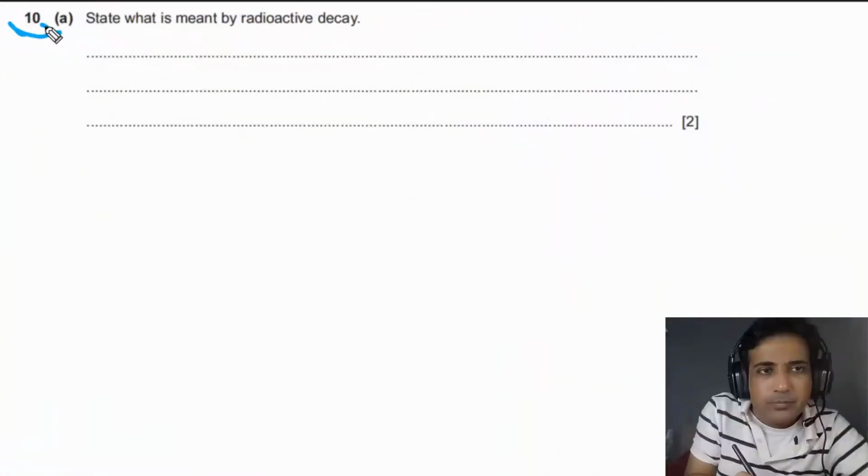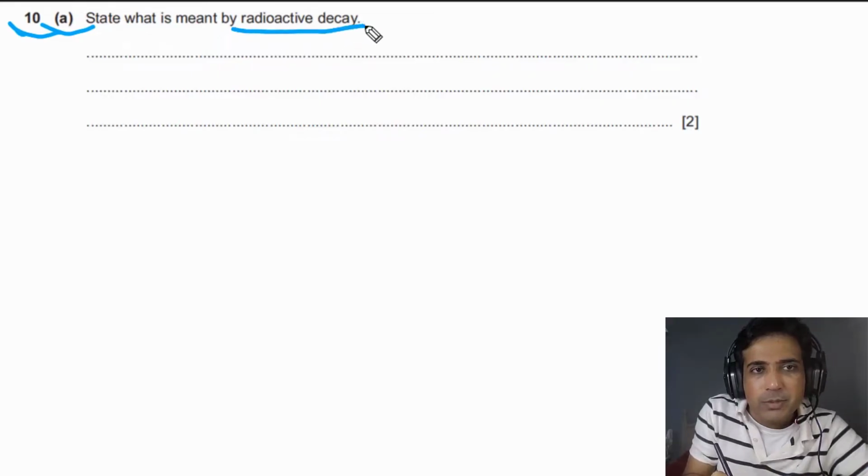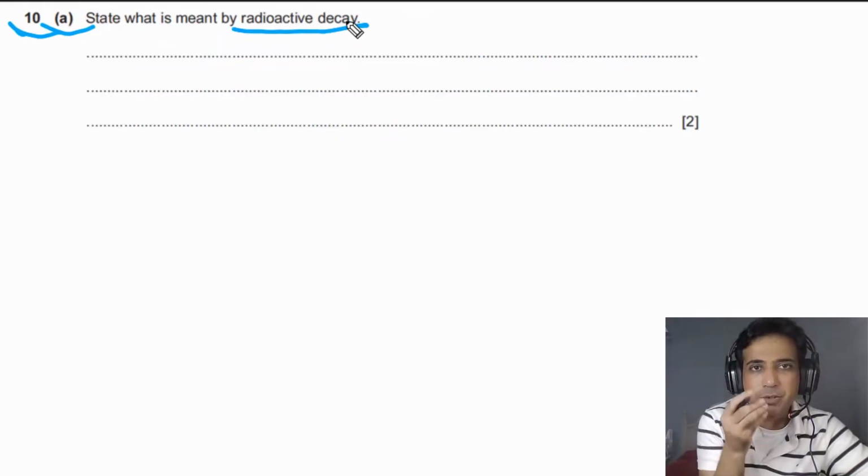For question number 10, part A, we need to state what is meant by radioactive decay. Radioactive decay is simply the emission of ionizing radiations, or you can say nuclear radiations, from an unstable nucleus. This is how you can define radioactive decay.